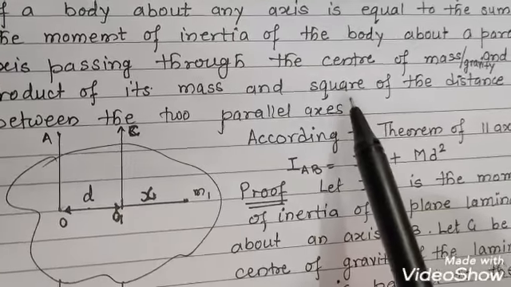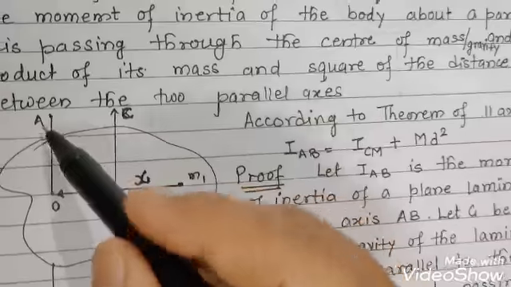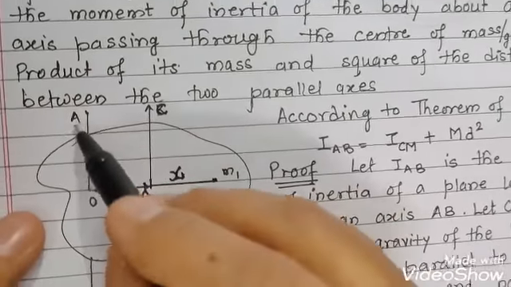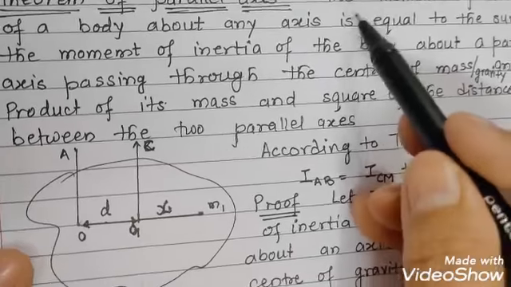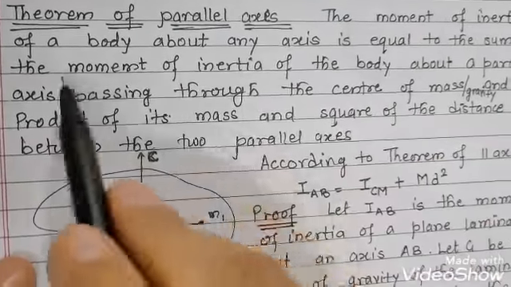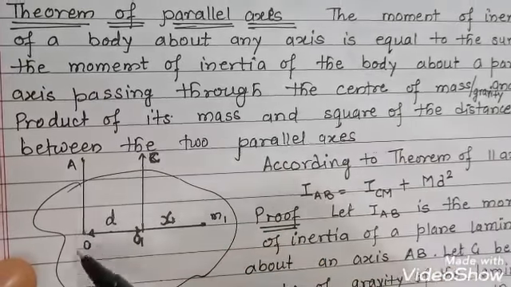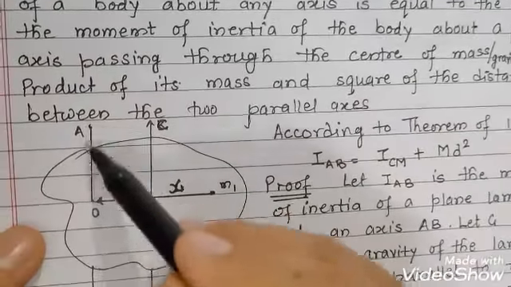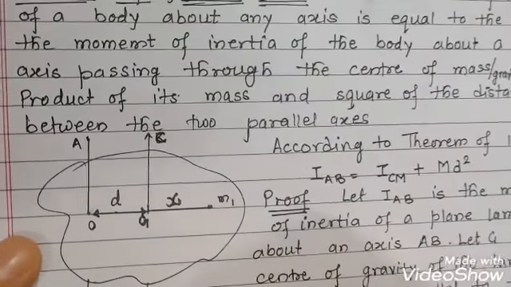This is the statement, and the statement is not very tough. You may understand it. I'm just explaining the statement first. The moment of inertia of a body about any axis. So we are taking the moment of inertia about this axis AB. It is any axis.